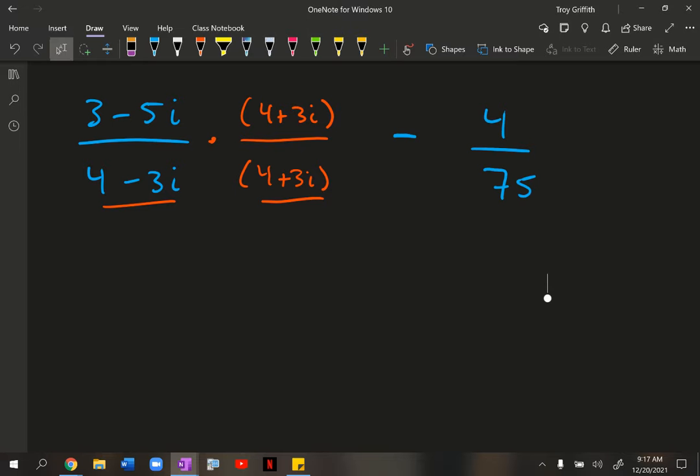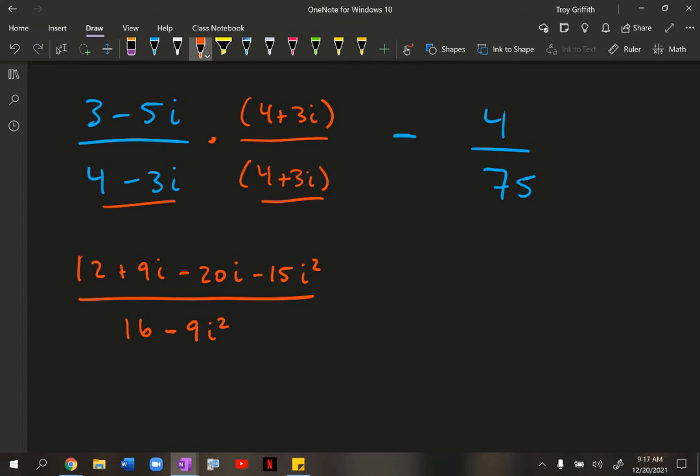So let's start up on the top. 3 times 4 is 12. 3 times 3i is a plus 9i. Then I have a minus 20i, negative 5i times 4. And then negative 5i times positive 3i is a minus 15i squared. On the bottom, remember two conjugates. When I multiply them, the middle terms cancel out. So this is going to be 16. Middle terms cancel out, and then negative 3i times positive 3i is a minus 9i squared.